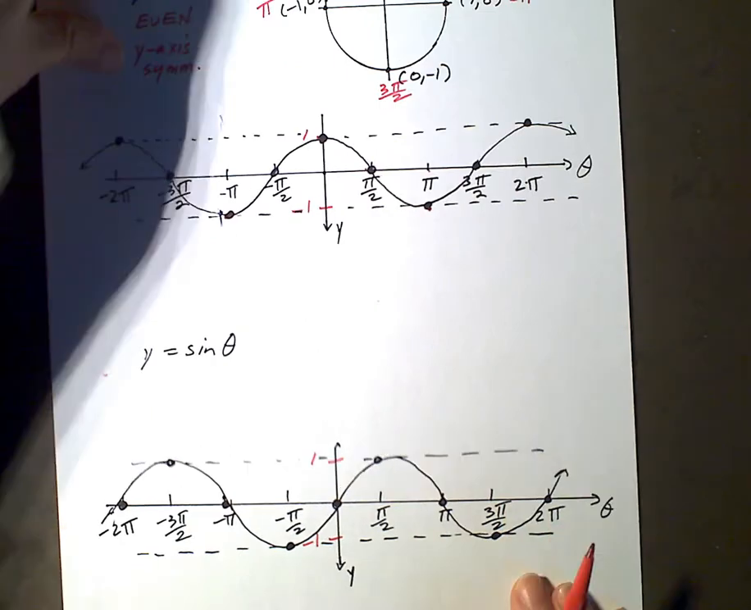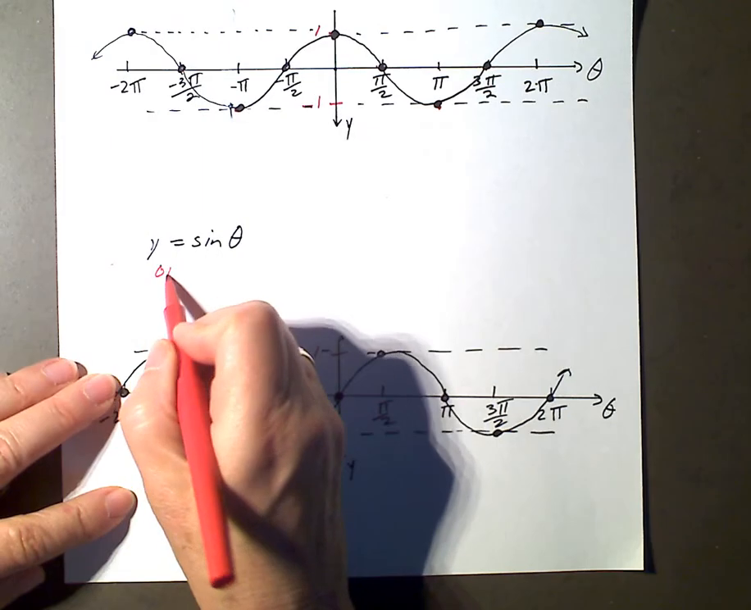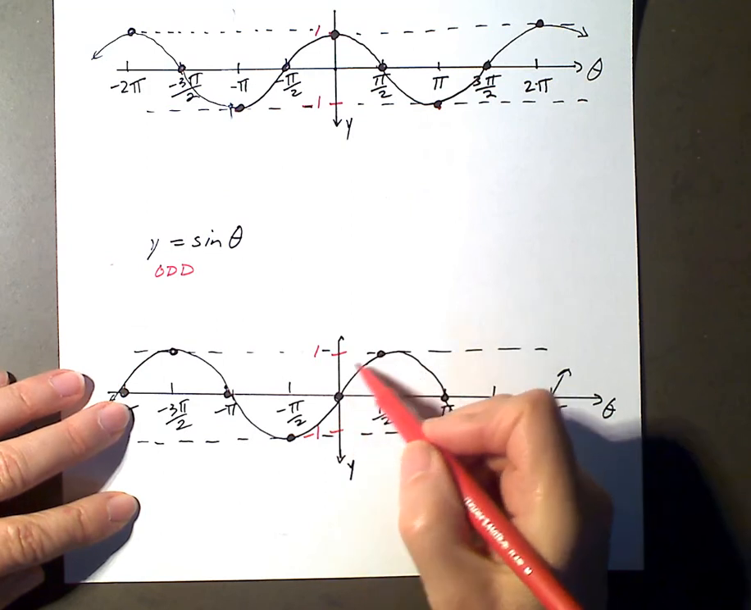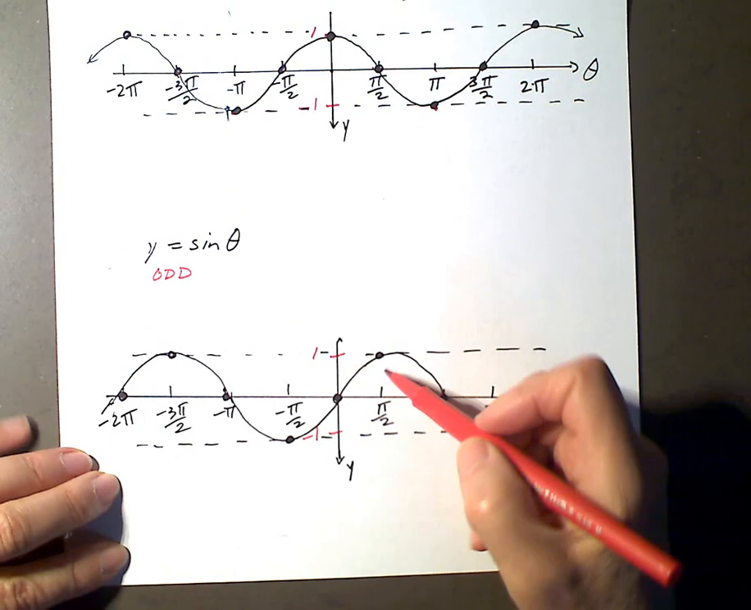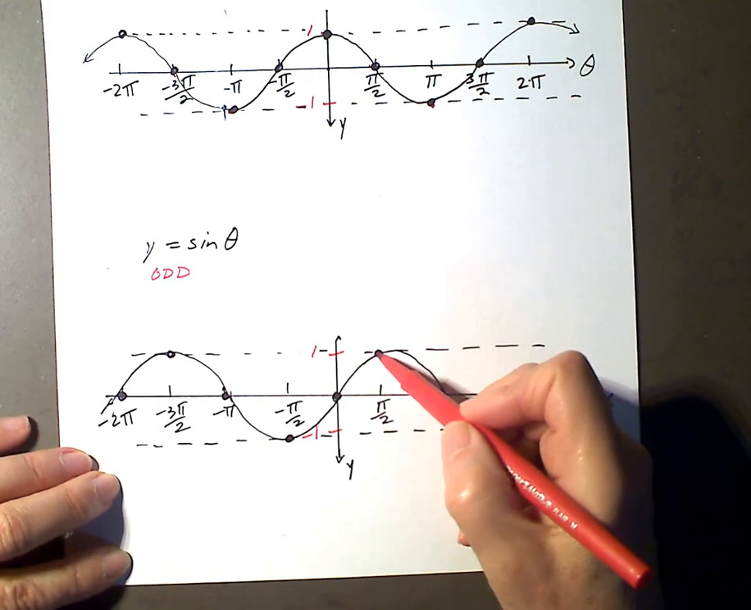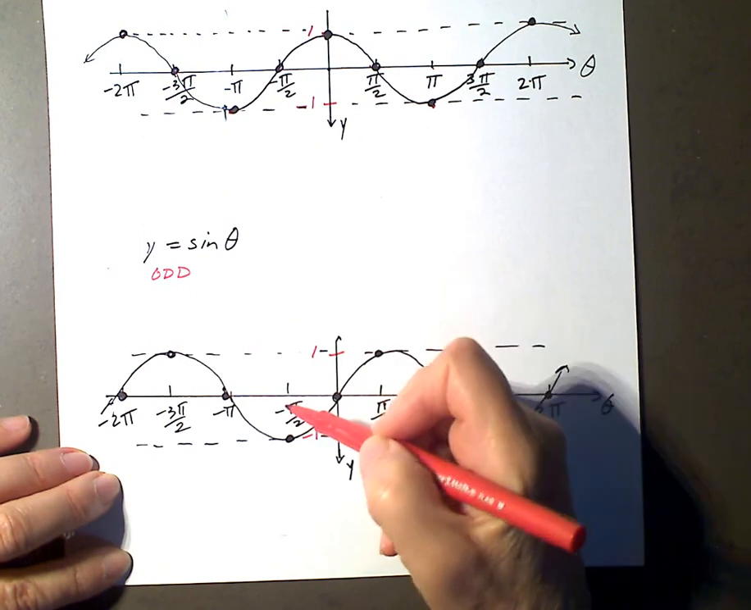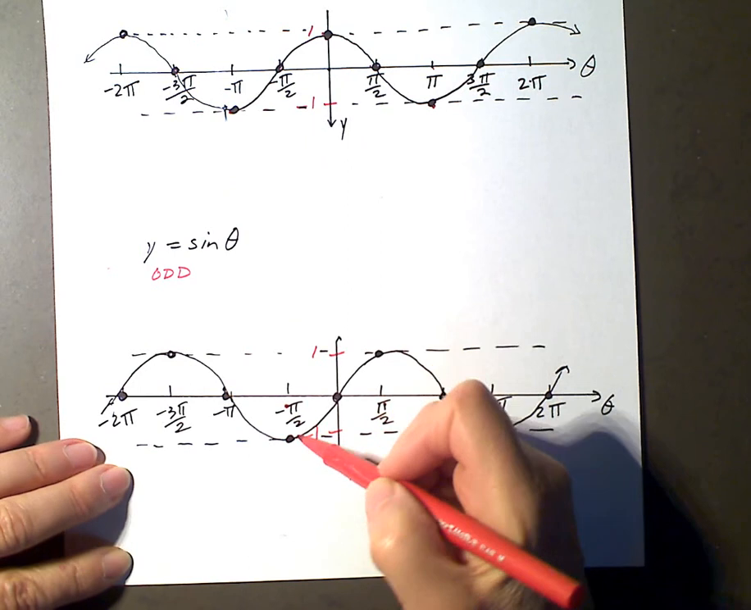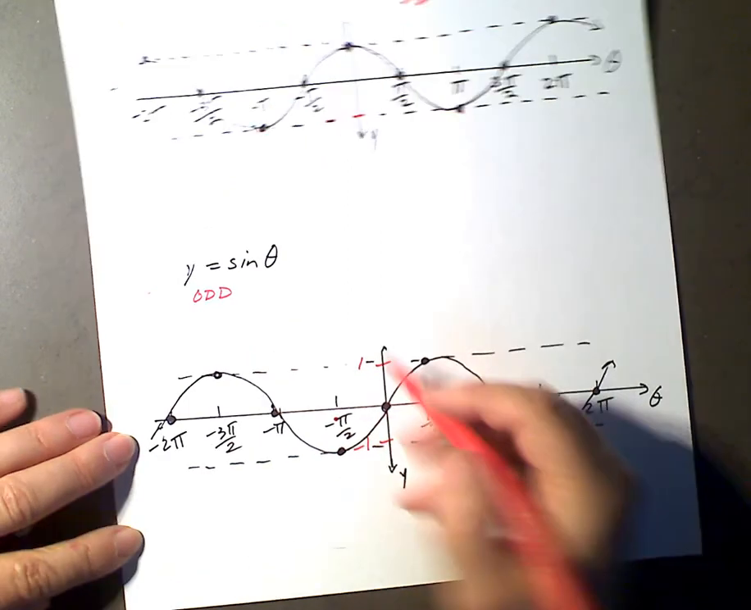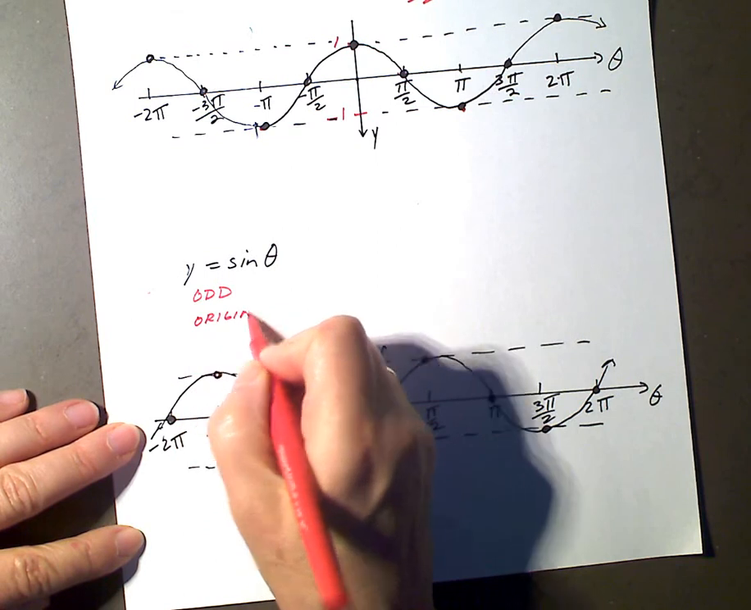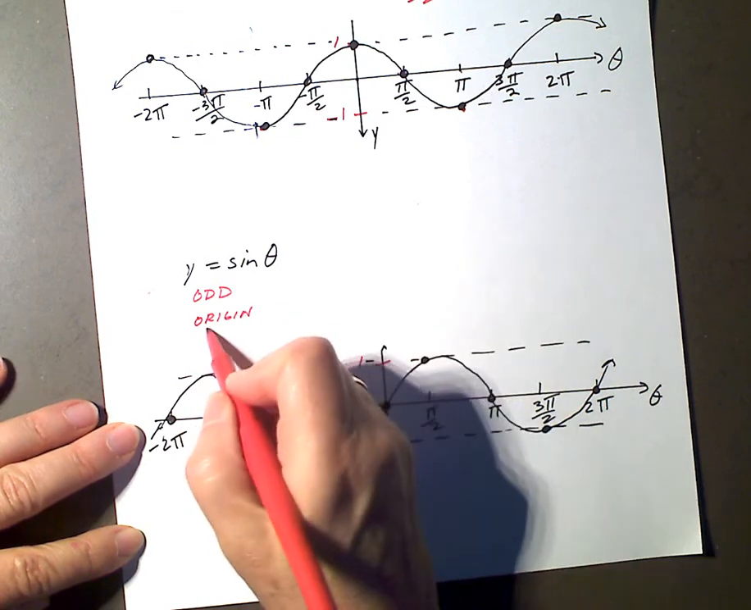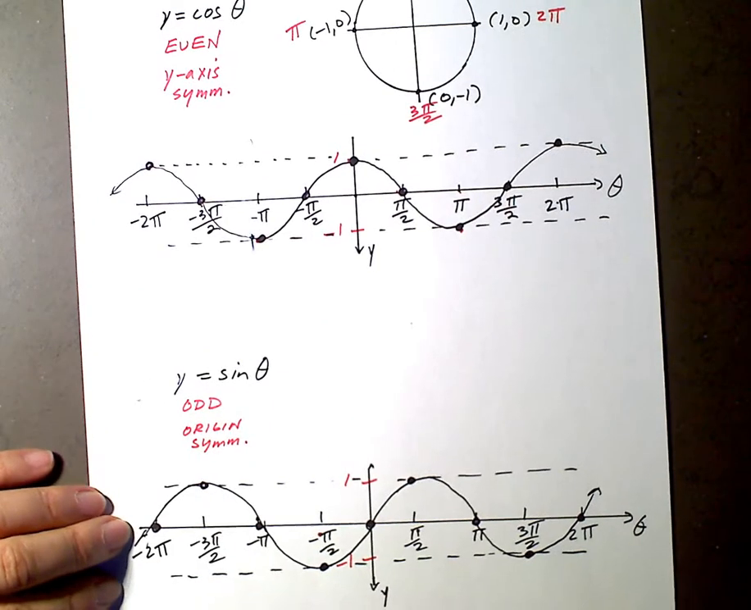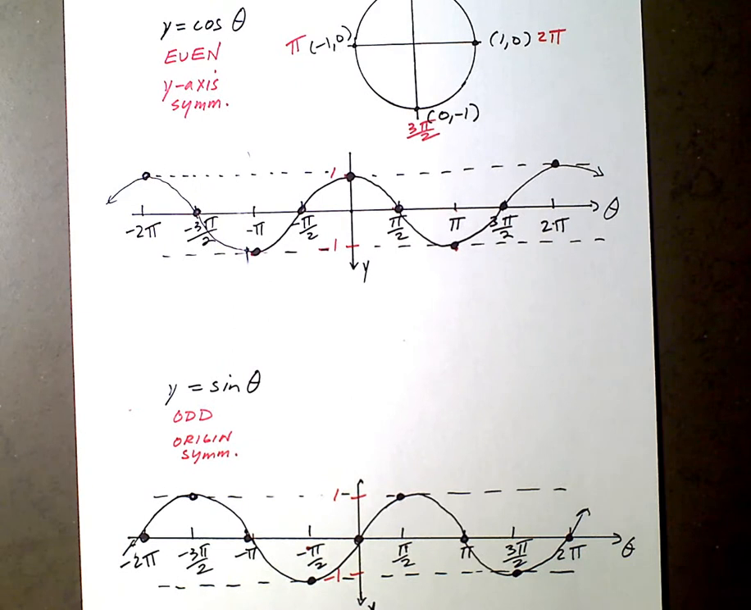Sine, I can easily see, is an odd function. It has origin symmetry. This point is reflected across the origin down to here. So when I take the input value of pi over 2, the value of the function is 1. When I take the opposite input of negative pi over 2, I get the opposite y value of -1. So I can see across the origin that this would be classified as an odd function. So that's something you've got to remember. Cosine's an even function and sine is an odd function, with respect to the y-axis and with respect to the origin.